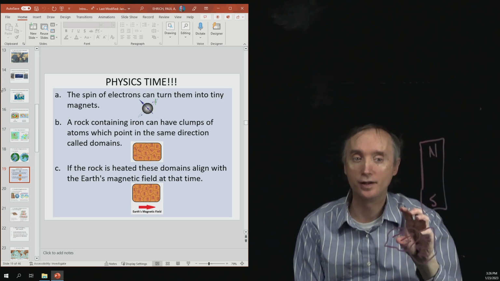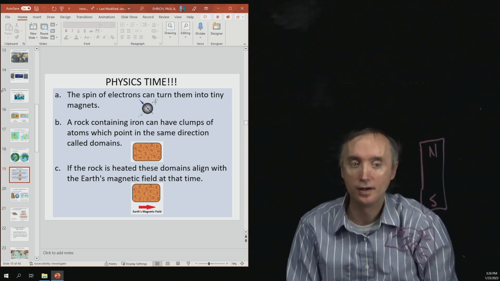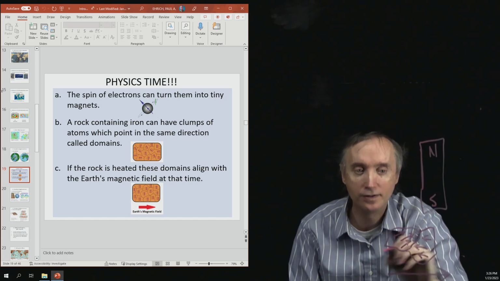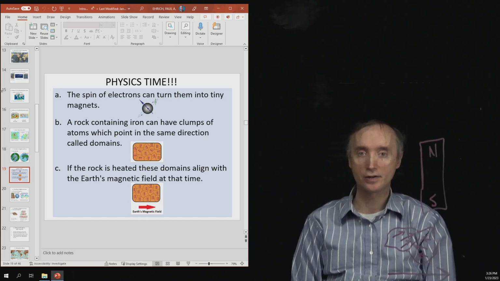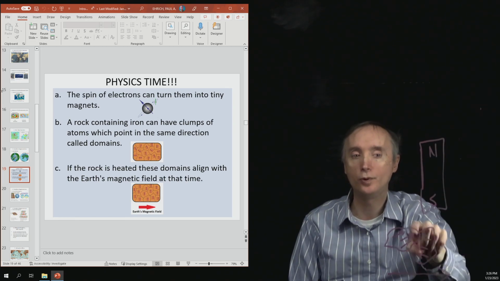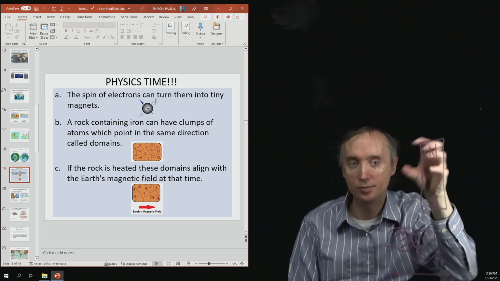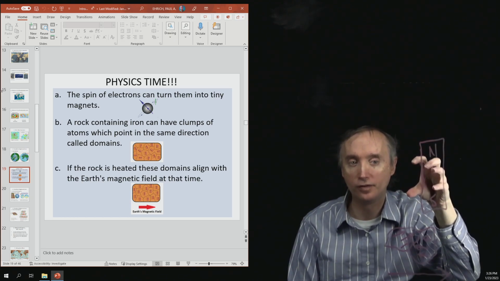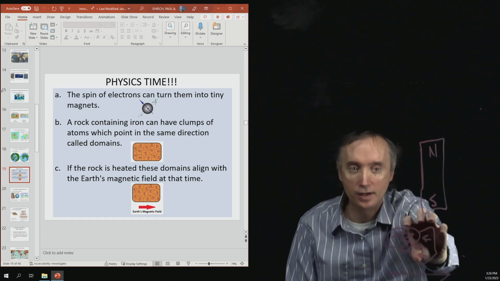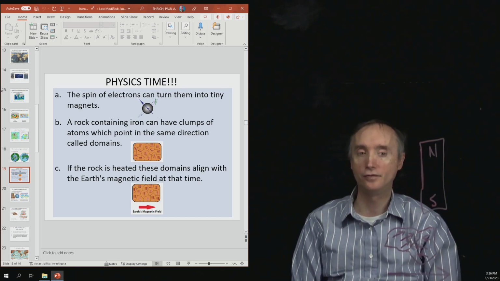Now, let's take one of these groups like this, and we're going to put it in an external magnetic field. So there's your external magnetic field, and now what will happen is if we heat up this piece of metal, the atoms begin to vibrate, and they will vibrate so hard that all of these little things are going to all start to line up with that external magnetic field.